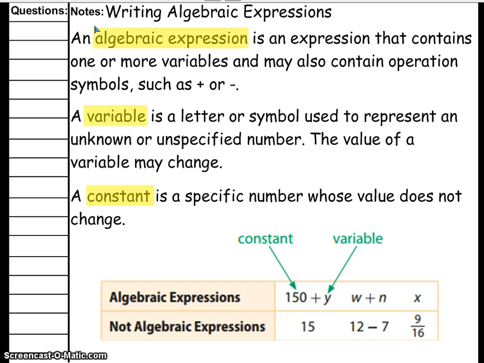You also have the algebraic expression w plus n. You see that it has no numbers, but it still has a variable and an operation. So it makes it algebraic. Even if it's just the variable by itself, because it is a variable, it is an algebraic expression. Here are examples of non-algebraic expressions where you do not have a variable, you just have numbers.